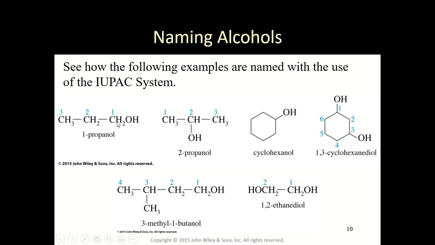3 carbons here is prop. Now it's propanol. The -ol means alcohol. Now it's 1-propanol. Now remember, if you're going to put a 1, there had better be a 2 out there somewhere, because this alcohol group could be coming off of here, which would mean 2-propanol, as in this case right here.